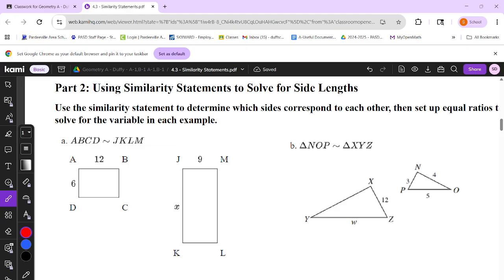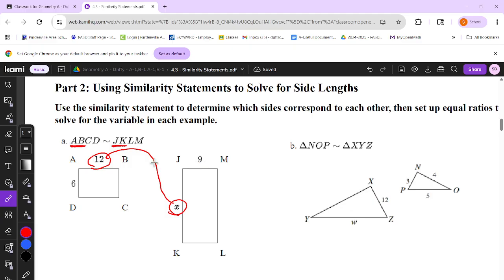Okay? Now, here's the deal. If I'm looking at X, that is on side JK. If I look at my similarity statement, JK are the first 2 letters. So I'm going to look and see what are the first 2 letters of the other rectangle. That would be AB. These 2 sides should correspond to each other according to the similarity statement. If I look at A to B, it is 12, and then J to K, that is X. So they would correspond to each other.